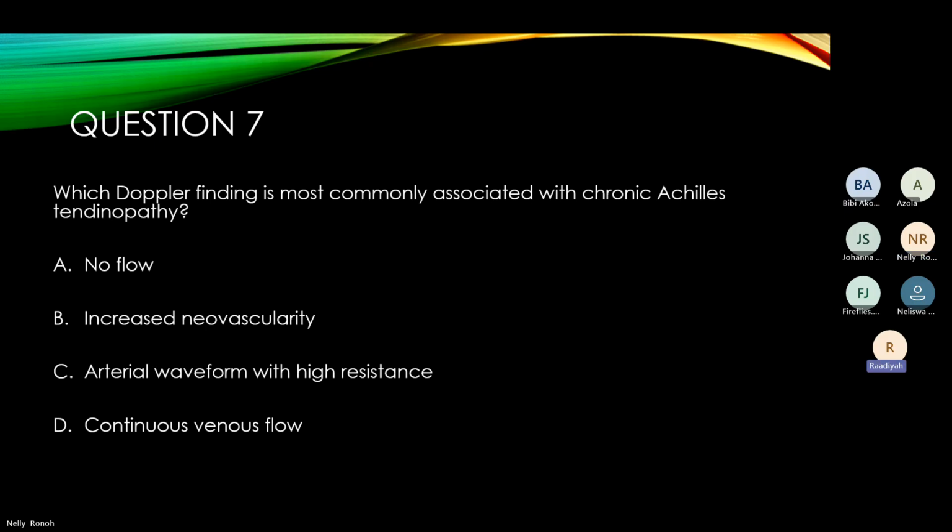Okay. Sorry, can I just ask you to repeat? So you're saying that in an acute case, there's increased flow, but if it's chronic, then there's no flow. Yeah, either no flow or very minimal flow. Okay, thank you.